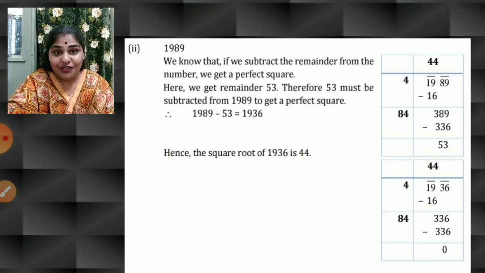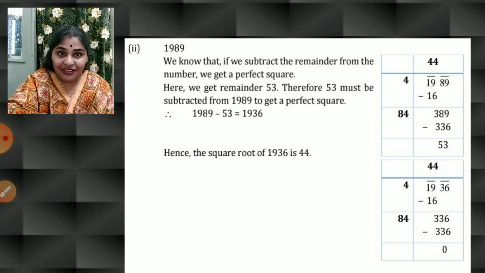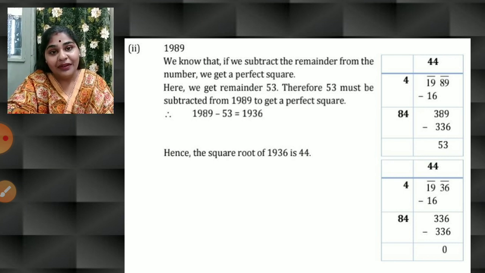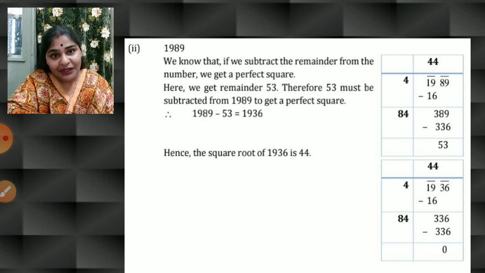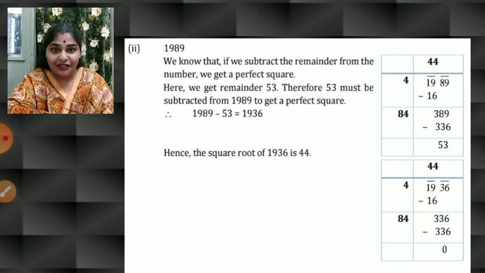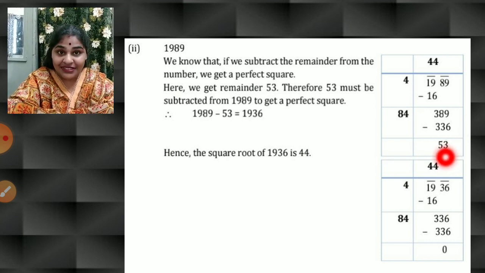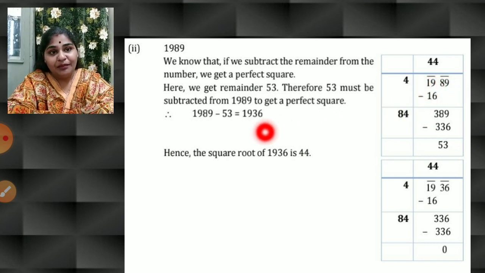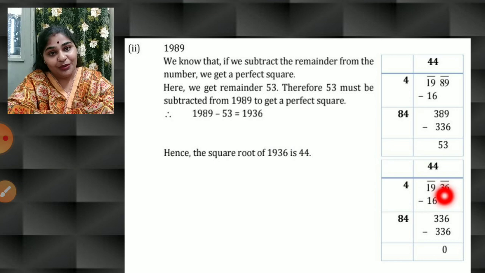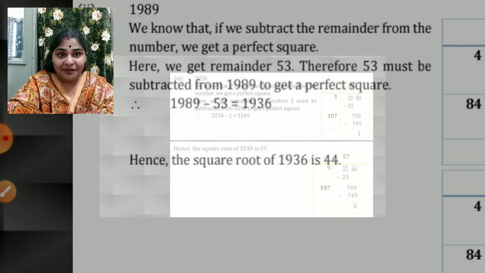But before that, you should be thoroughly aware of the division method. So first you will check what is the remainder for the given number after doing the division method. If the remainder is 0, it is a perfect square. Otherwise, obviously it will not be a perfect square, and we have to find the least number which should be subtracted. So whatever remainder you get, you are going to subtract that from the given number, and then whichever number you get, you will find the square root of that number using the division method. So this is how you have to solve.